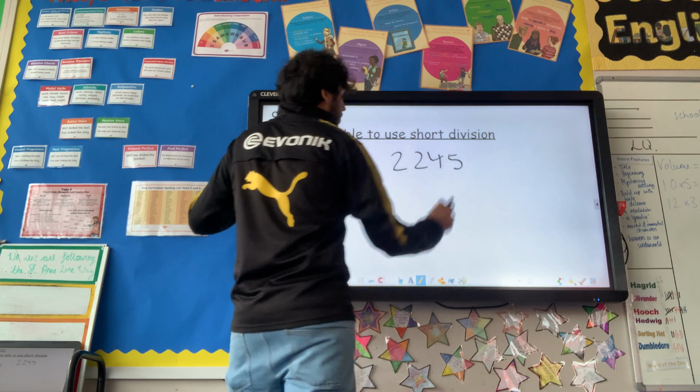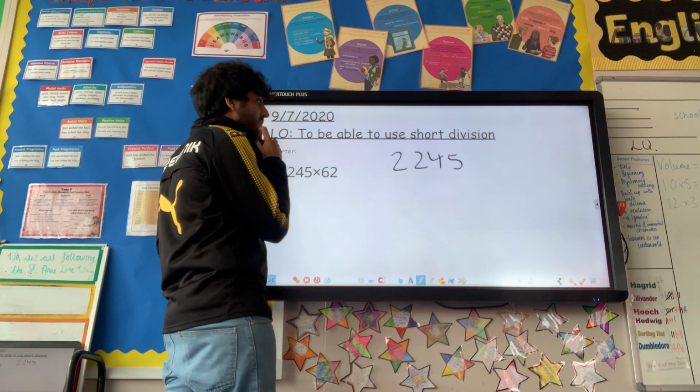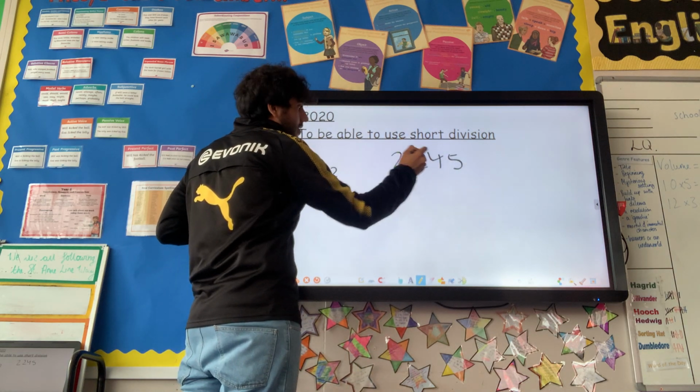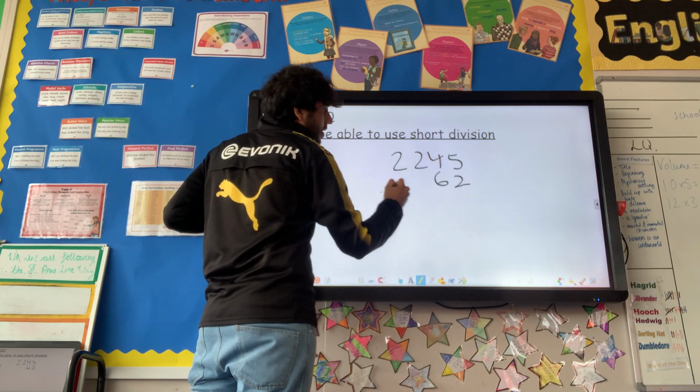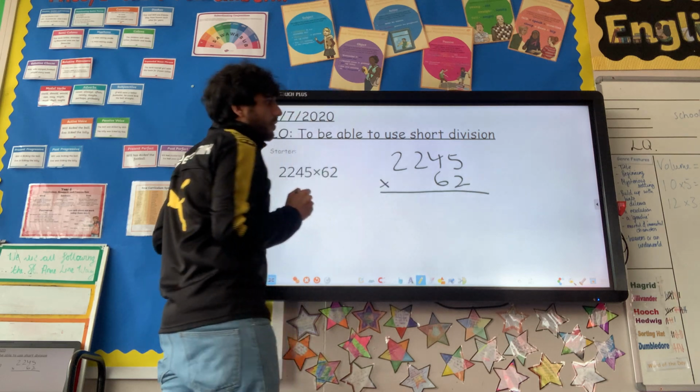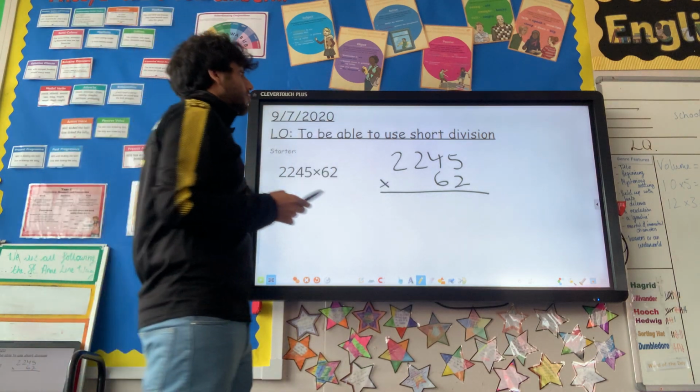2,245 goes there. Now we need to line up the 62 in the correct column, so I know 60 means 60, so that's going to go there, and 2 there. Draw my line, show my operation. So, start by ones, always.